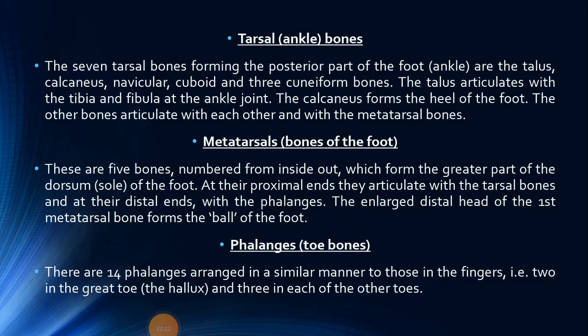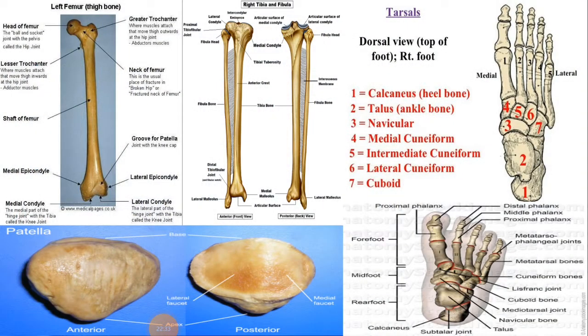Next we have flanges. There are 14 flanges arranged in a similar manner to those in the fingers, that is 2 in the great toe and 3 in each of the other toes.